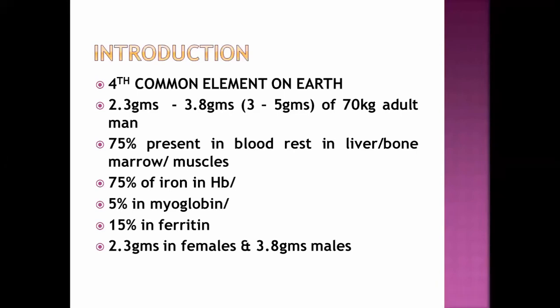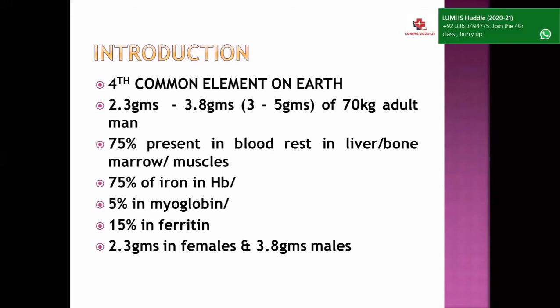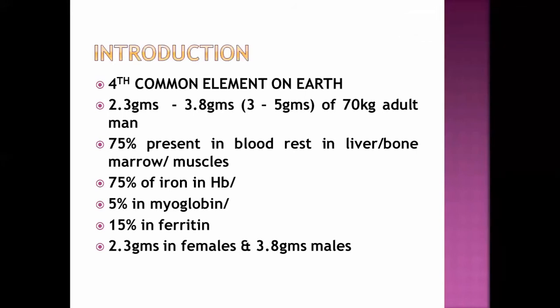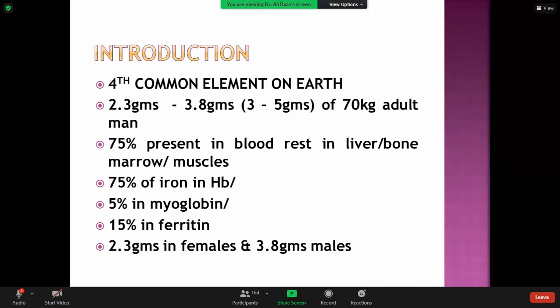This is about the iron introduction. It is the fourth most common element on the earth. 2.3 to 3.8 grams of the total 70 kg of the adult man's whole body weight. 70% of the iron is present in the blood and the rest in the liver, bone marrow, and muscles.